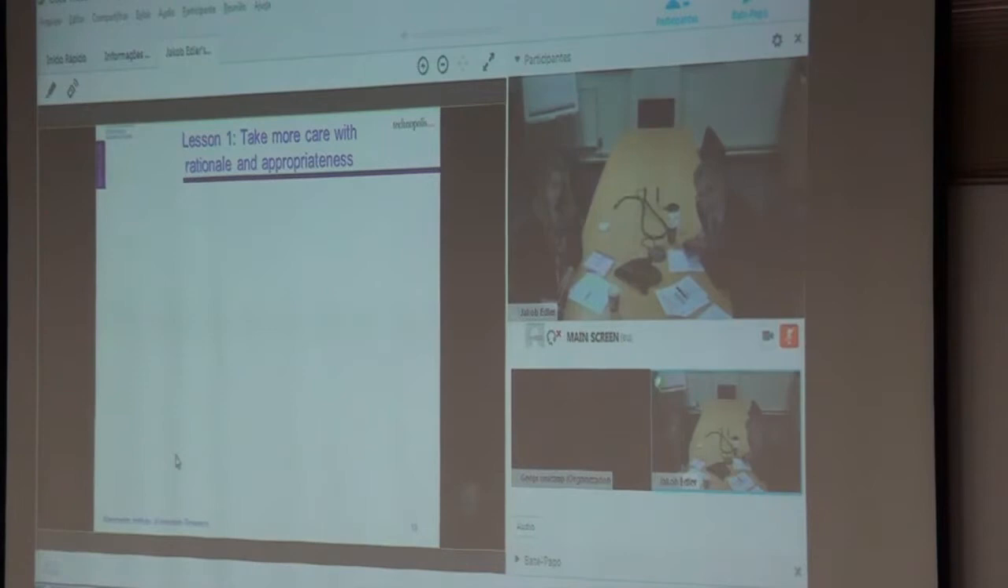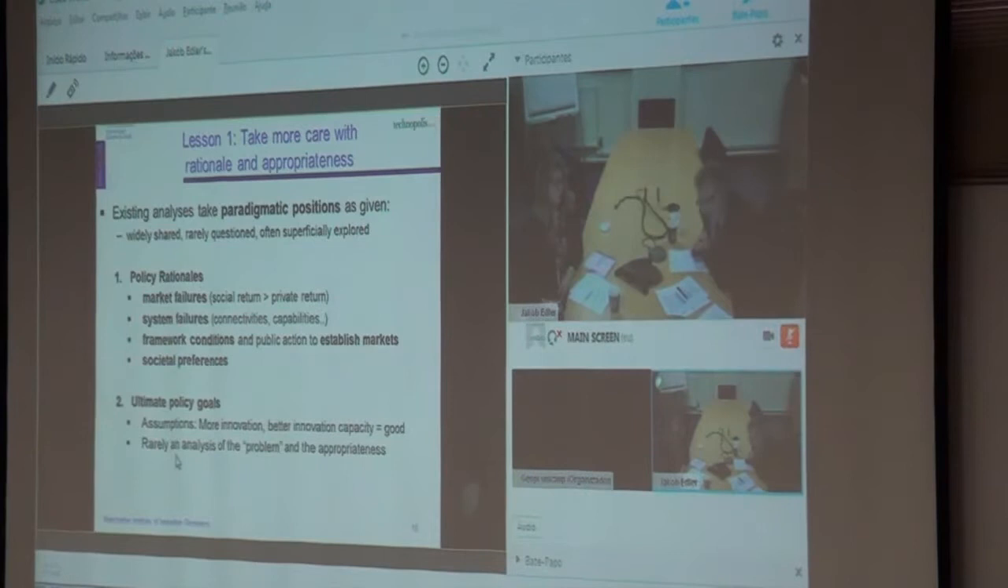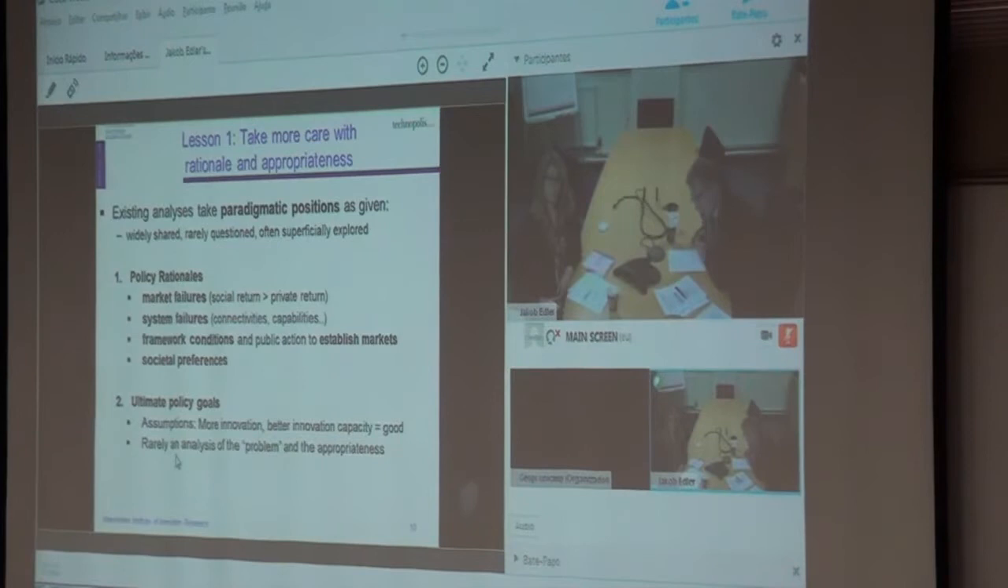Evaluations, evidence making, and interpreting it should take more care with the underlying rationales and with the analysis of the appropriateness of instruments. Many analyses that we have take certain positions, certain rationales or paradigmatic positions, as given. So we all know about market failures, often we read about system failures, then there's improving framework conditions, and then some analyses refer to policies that are about directing innovation towards certain societal preferences and goals. Very often we read these rationales, but there's very little reflection about them.